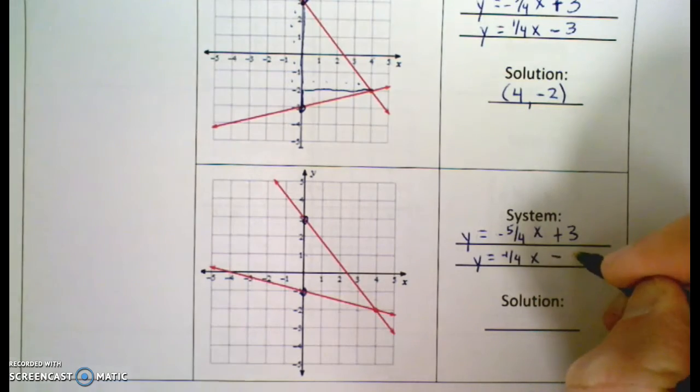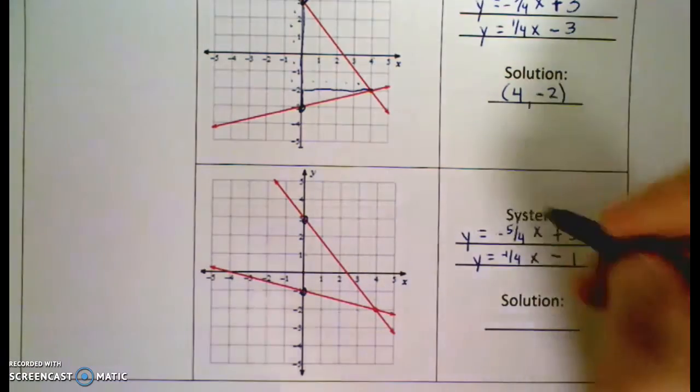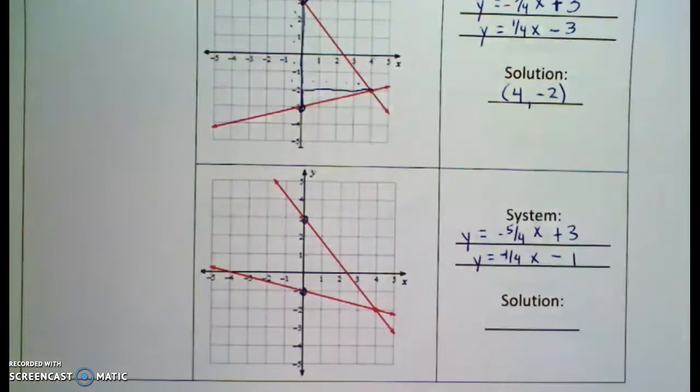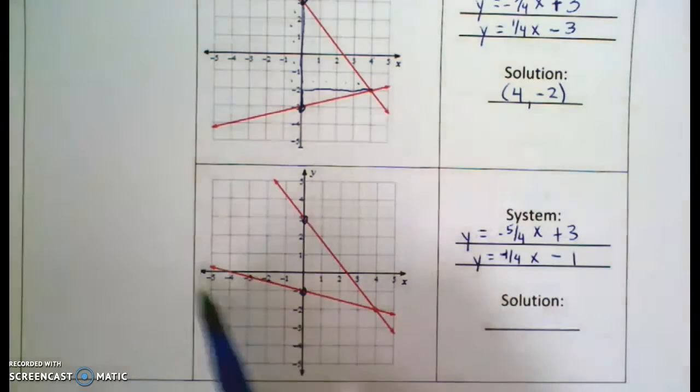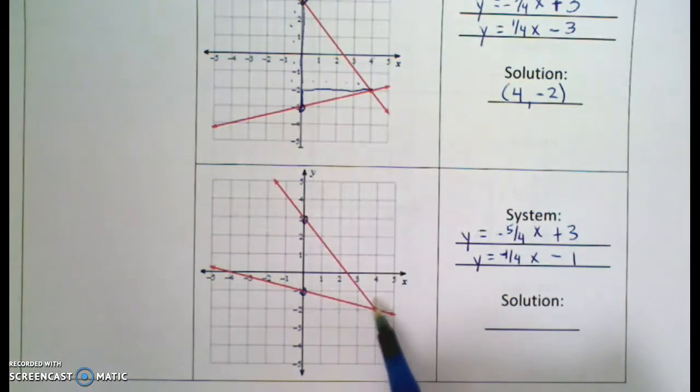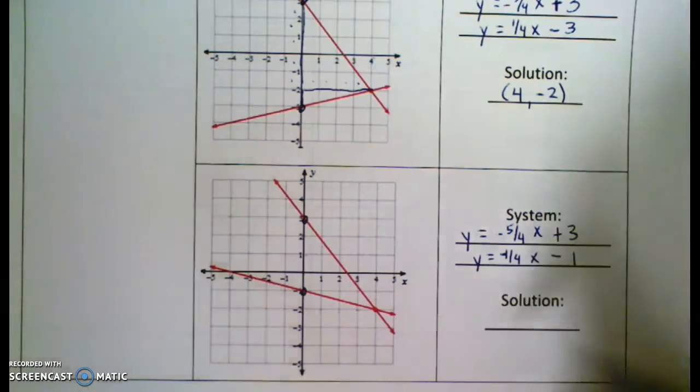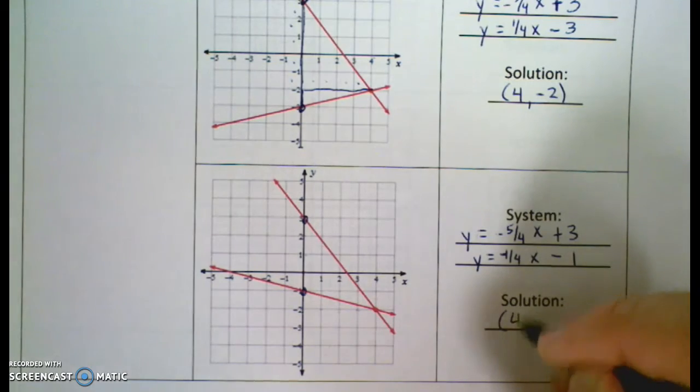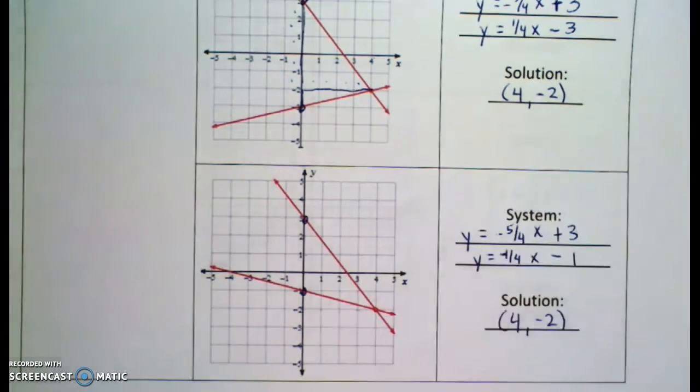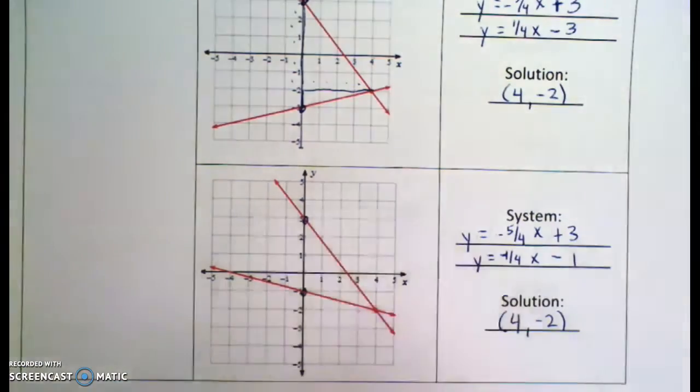And this time the y-intercept is negative 1. So I have a different equation for the second line: negative 1/4 x minus 1. Where these two lines intersect is going to be at (4, negative 2). So this one happens to be the same solution, but different systems of equations.